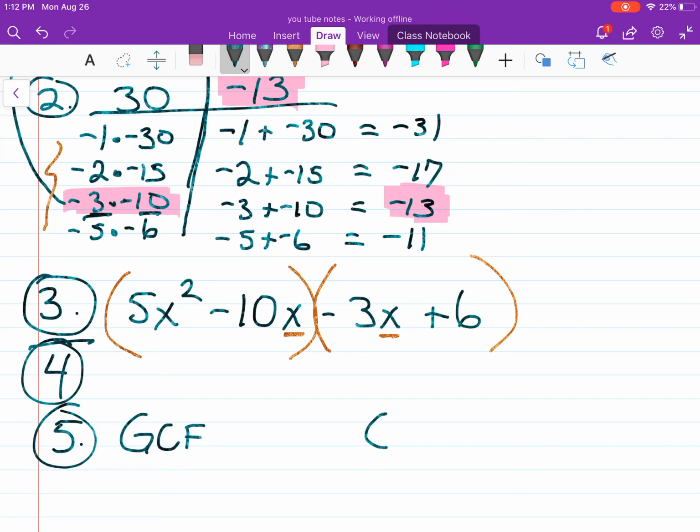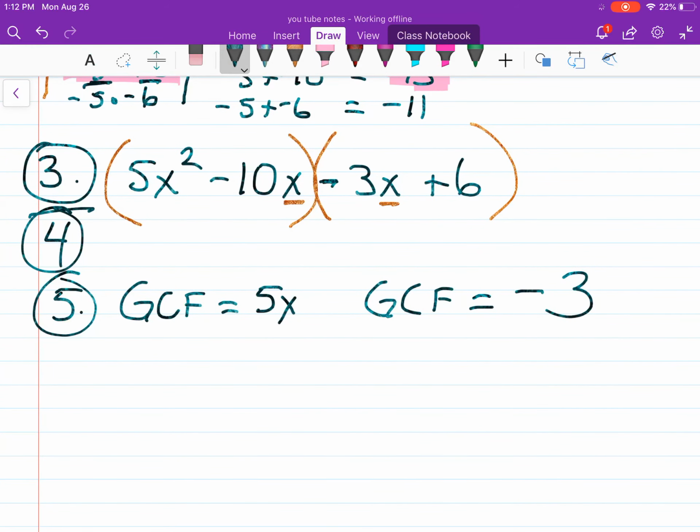Find the GCF of each one of these groups. In this case, the first one will be a 5x, because I can pull out a 5 out of both and an x. The second group will be negative, because you always want to grab the sign. So that's negative. And then what number? Well, the number 3. X isn't in both, so it's just the number 3.